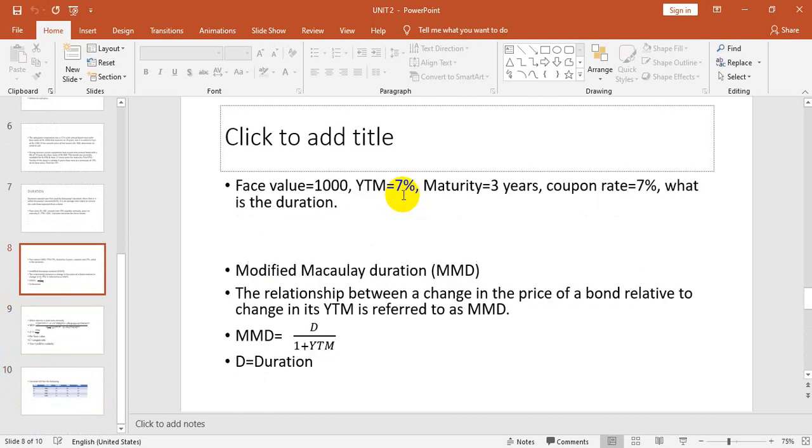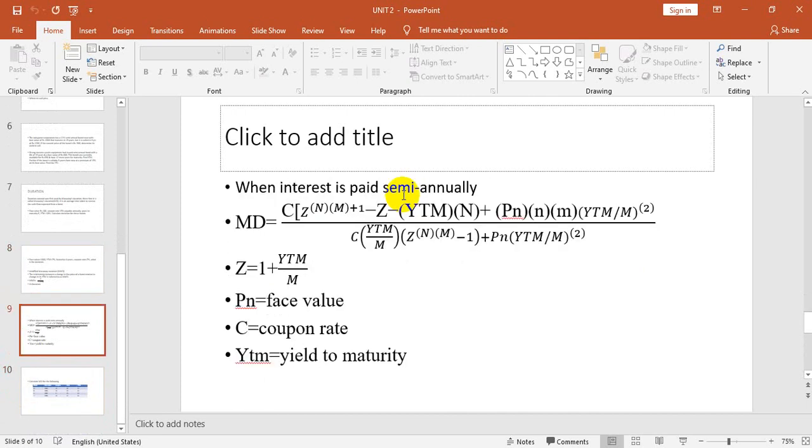When interest is paid semi-annually, if he gives you semi-annually as such, this is the formula. It is a bit lengthy, but it is not difficult to get. It's very simple. C is nothing but your coupon rate. Z is nothing but your 1 plus YTM divided by M. N is again number of years. M is the number of periods, and 1 minus Z, that's in the numerator only, minus Z YTM N plus PN, okay, N M YTM. So this is the formula as such.